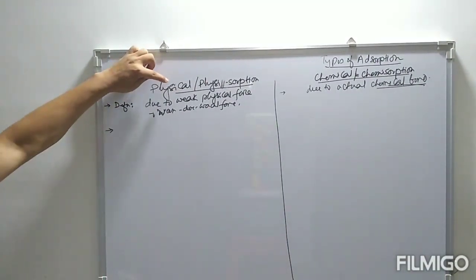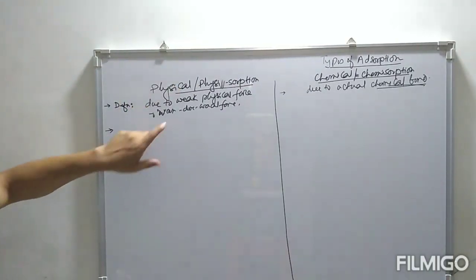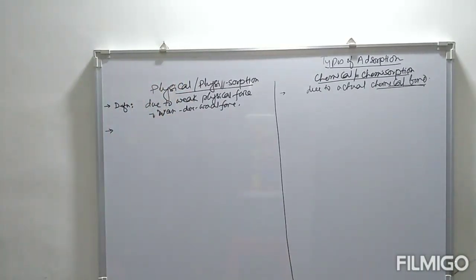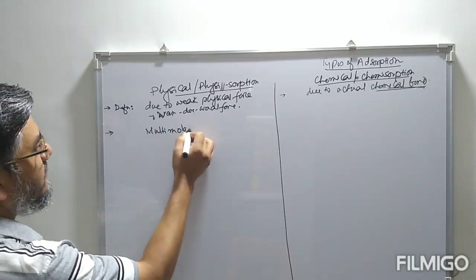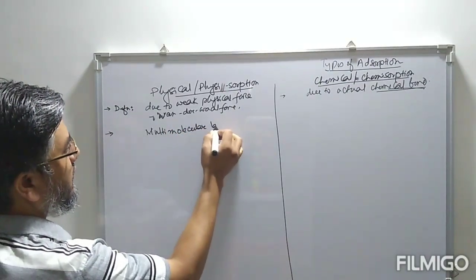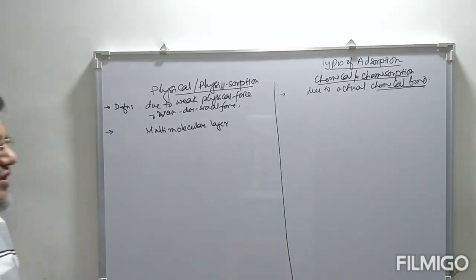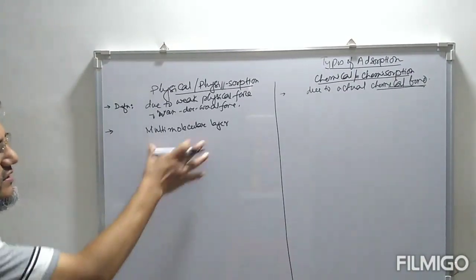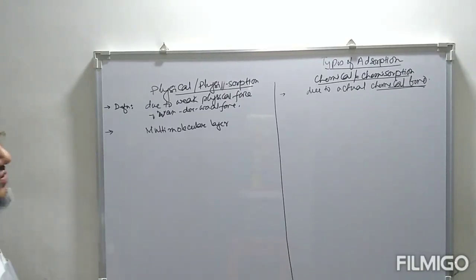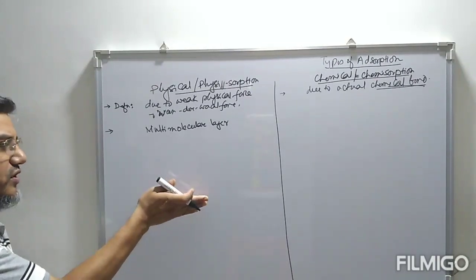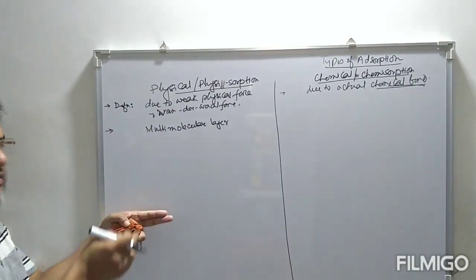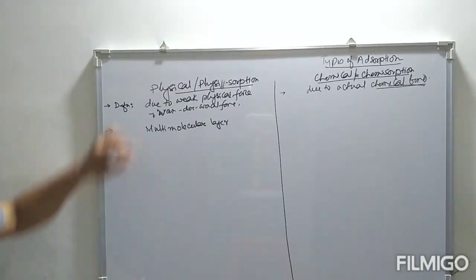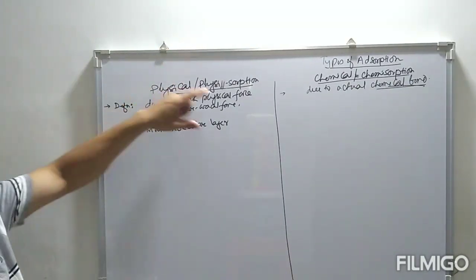Next, there is a weak physical force between molecules of adsorbate and the adsorbent. This physical adsorption is multi-molecular layer formation, because any molecules can have a weak van der Waals force. Suppose this is the surface of the adsorbent. When certain molecules come here, there is a van der Waals force. This molecule will be closest to the surface, so it has the strongest van der Waals force. Behind this, we have certain other molecules, which can also have a van der Waals force. So we have one layer, then a second layer, a third layer. That means in physical adsorption, there is always a formation of multi-molecular layer.